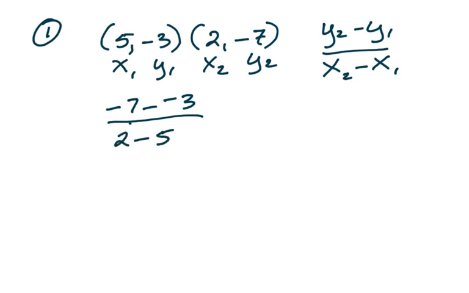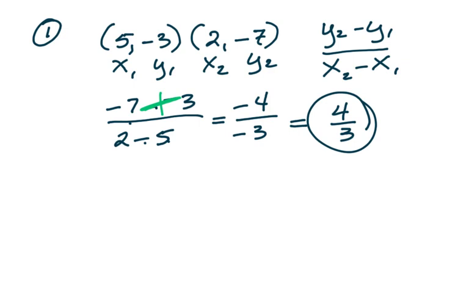Now, when I have two negatives side by side, they turn into one big fat positive. So now I'm just going to go -7 plus 3 is -4. 2 take away 5 is -3. So the final answer is 4 over 3 because it just turns positive. Okay?